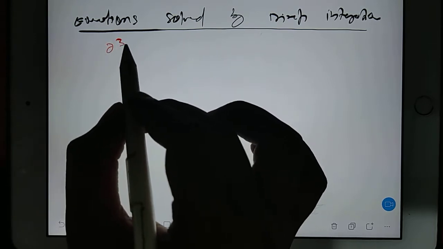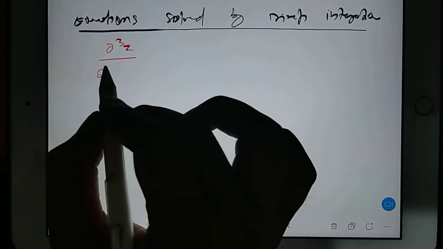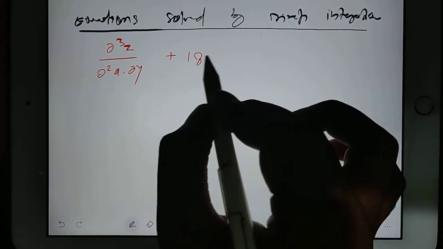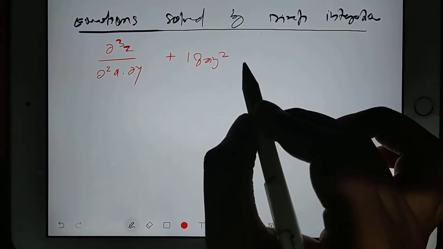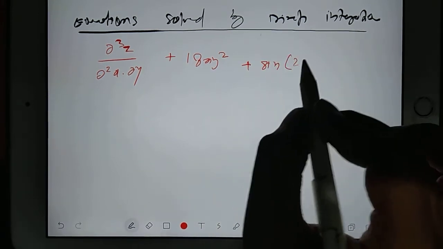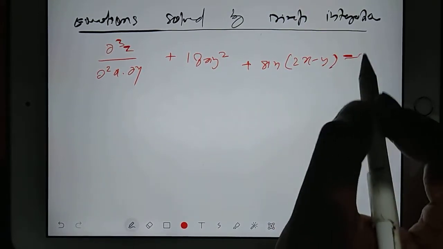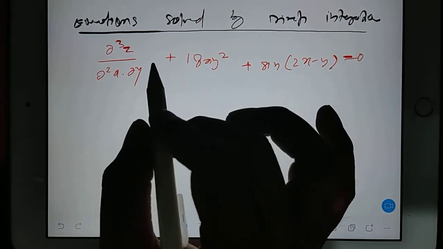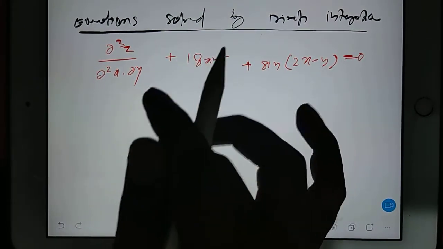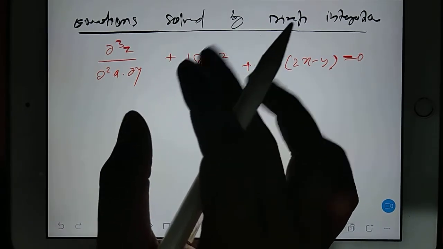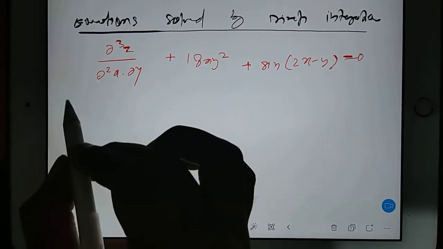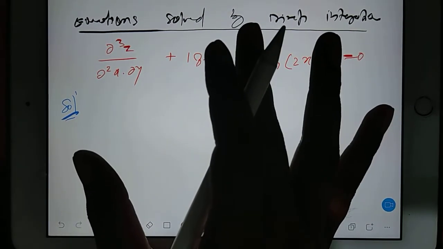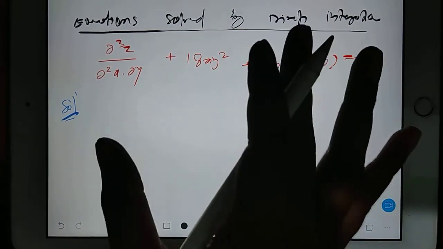Like ∂³z/∂²x∂y + 18xy² + sin(2x − y) = 0. Now you see, in this equation we can integrate. So let's integrate. First you integrate this equation with respect to x, but at that time you have to keep y constant.